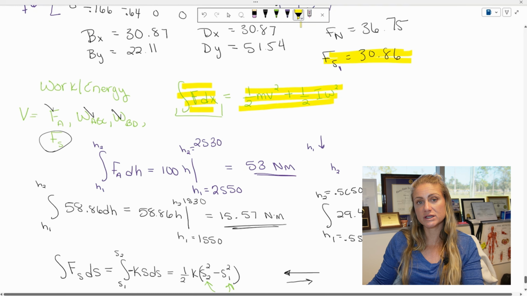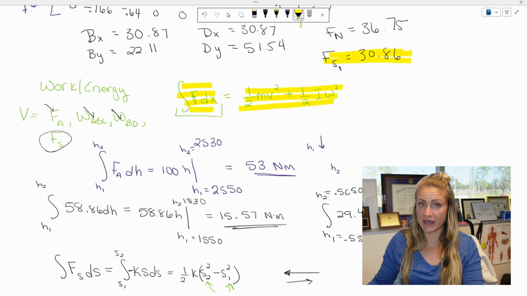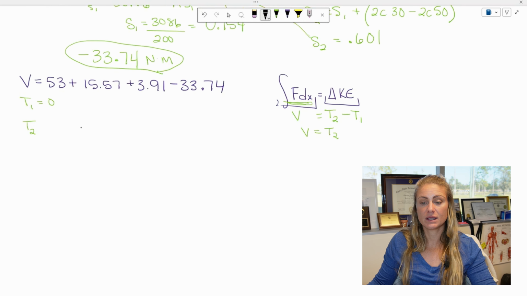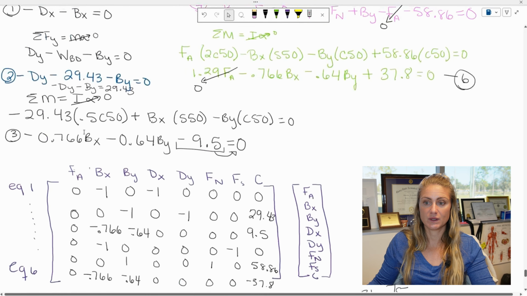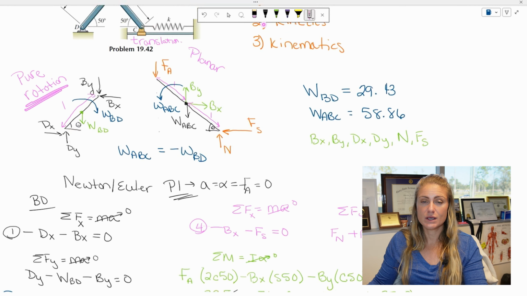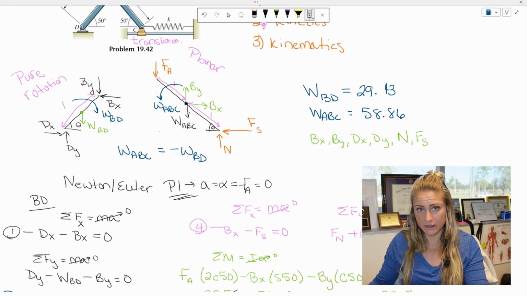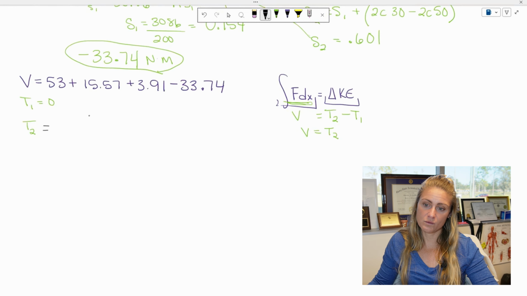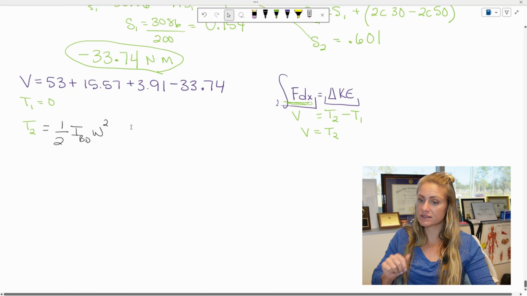So we need to look at which rigid bodies contribute to linear motion and which contribute to angular motion. Okay, so our first rigid body is BD. And we said that BD is undergoing pure rotation. So that means it's not going to have a linear property. It's only going to have a 1/2 I omega squared. So let's write that down. So it's going to be 1/2 I_BD omega squared.